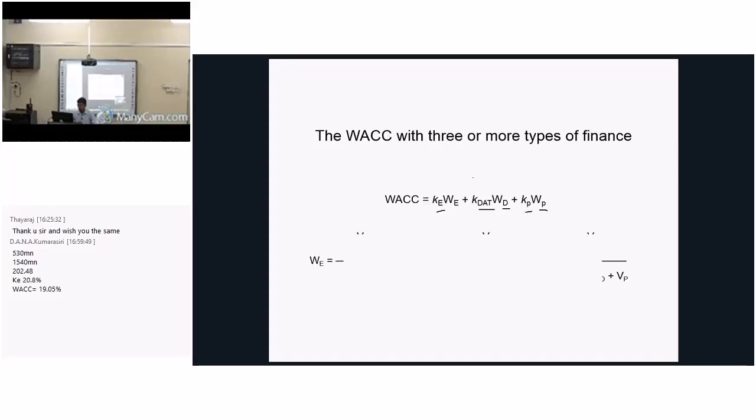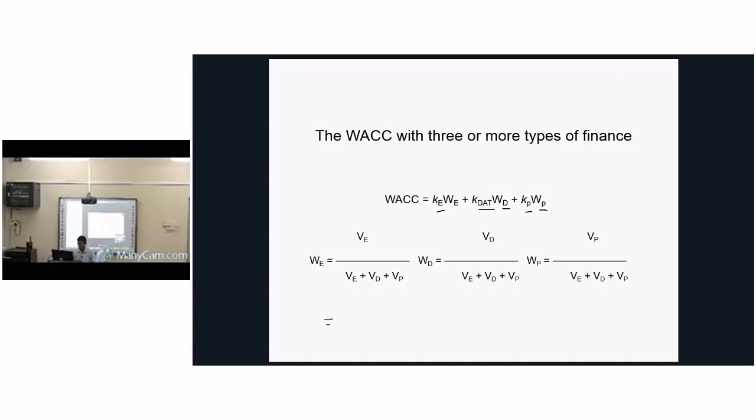If you apply this to the question, we have calculated the cost of equity, the cost of debt, and the cost of preference shares. To calculate the weightage, you need to know the value of the equity. The value of equity is 3000, because 1 share is $10 and we have issued 300 million shares, and the value of debt is 400 million. We already got that information.